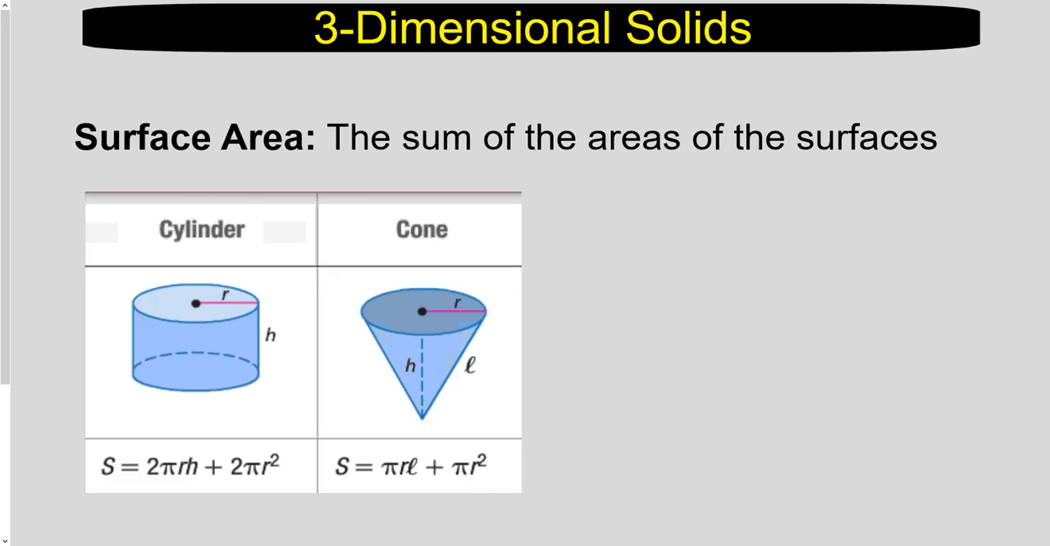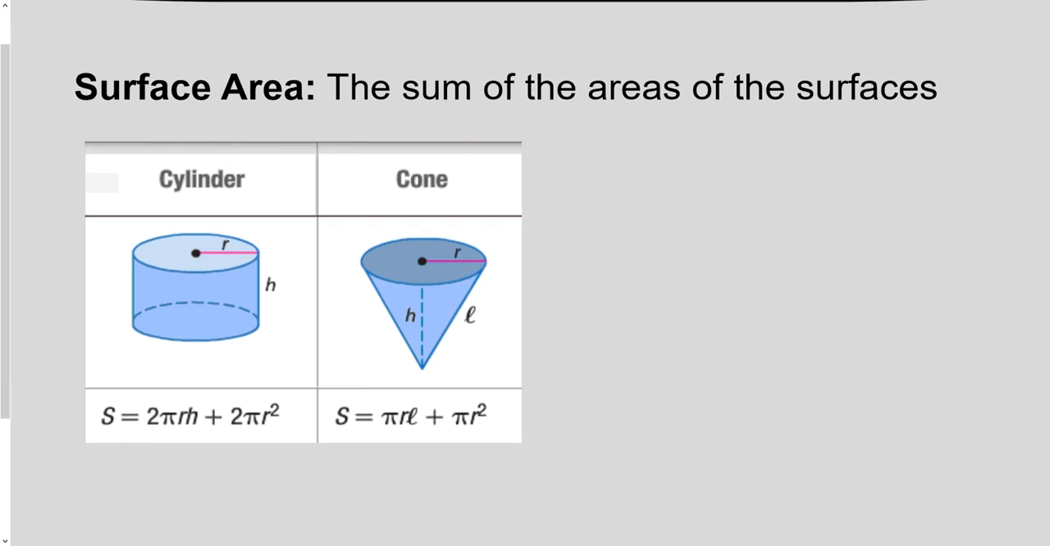So cylinder and cone. Let's start with the surface area of a cylinder. It is 2 pi r squared plus 2 pi r h. 2 pi r squared will be the area of the bases, because pi r squared gives you the area of one base. We double it, so it's going to give us the area of 2 bases.